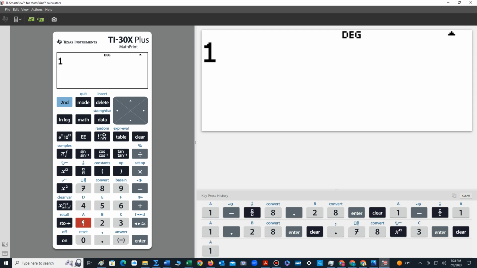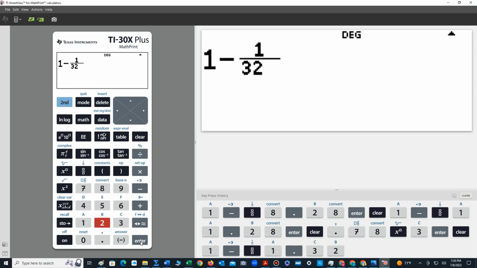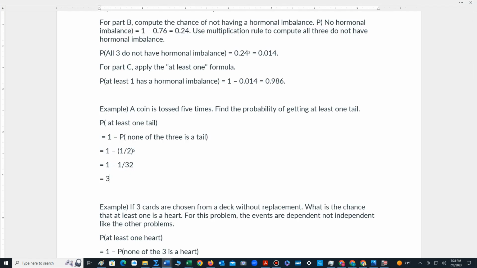Using the calculator, we have 1 minus 1 out of 32. That's going to be 31 out of 32 is the answer.